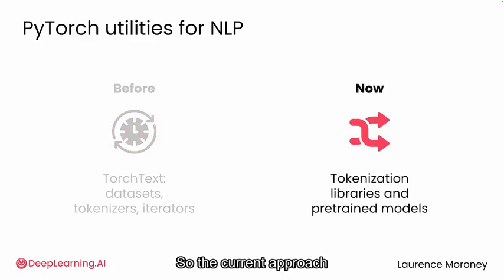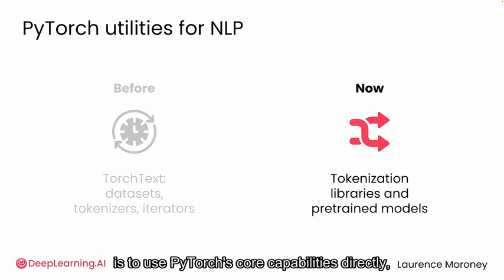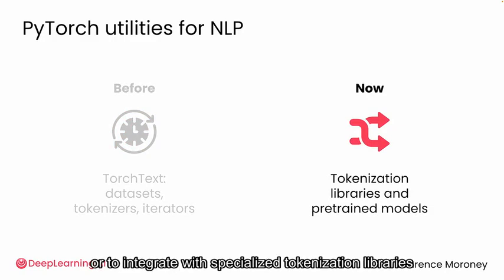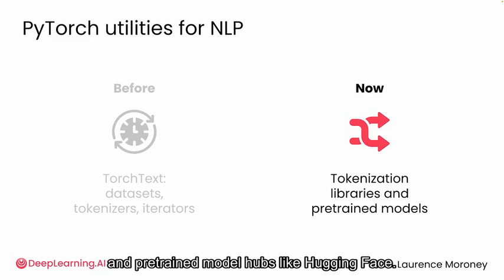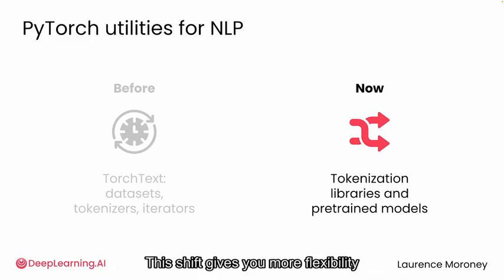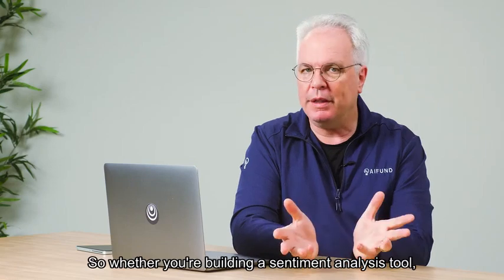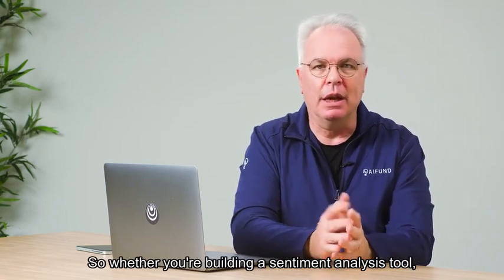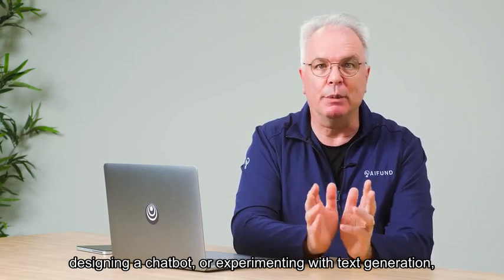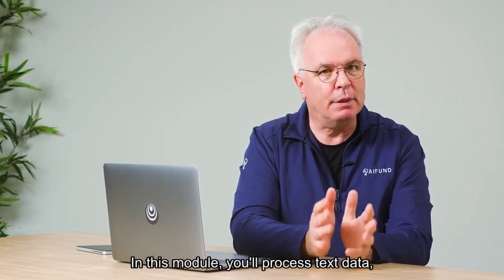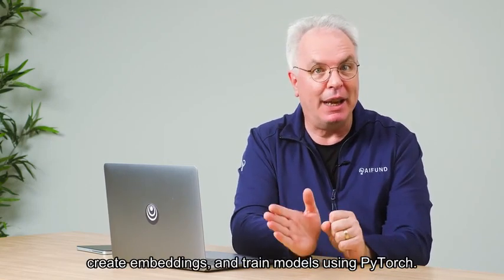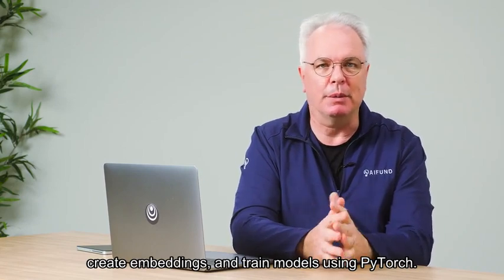So the current approach is to use PyTorch's core capabilities directly, or to integrate with specialized tokenization libraries and pre-trained model hubs like Hugging Face. This shift gives you more flexibility and ensures that your code is aligned with where the NLP ecosystem is headed. So whether you're building a sentiment analysis tool, designing a chatbot, or experimenting with text generation, PyTorch gives you a powerful foundation. In this module, you'll process text data, create embeddings, and train models using PyTorch.